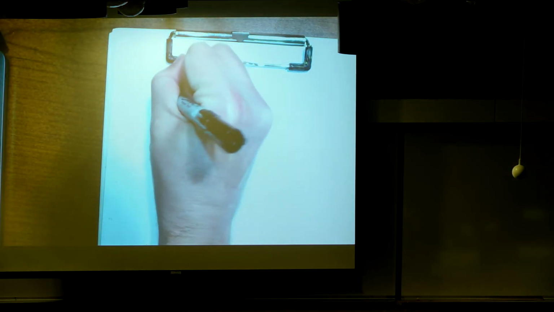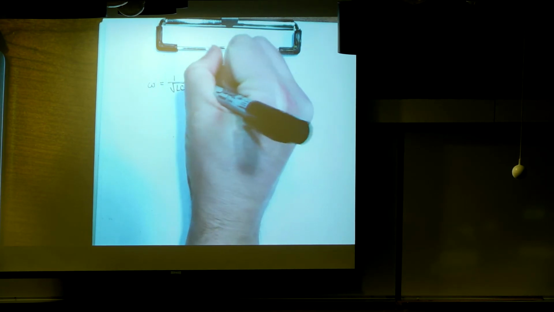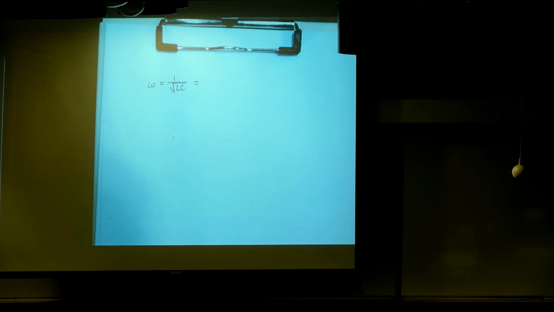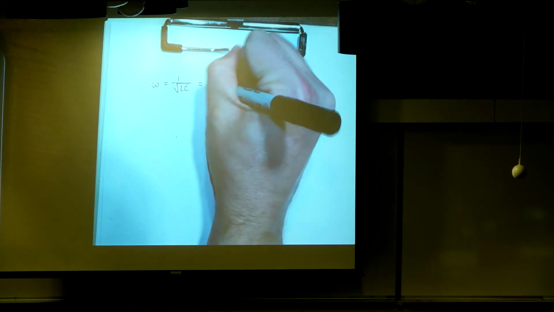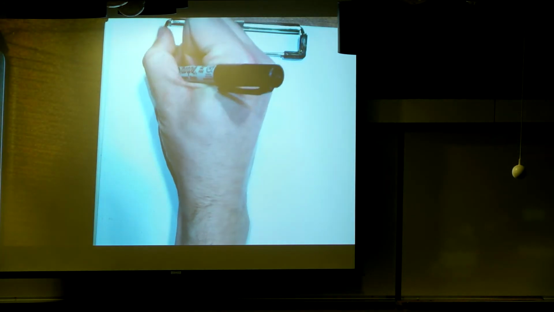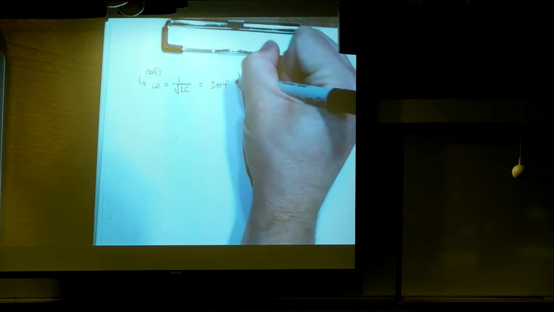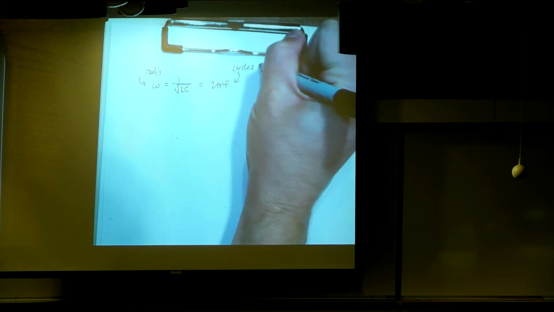All right, let's just go through the calculation real quick. So first of all, for an LC circuit, omega, which is the angular frequency in radians per second, is 1 over the square root of L times C. But I want to also point out that omega can be thought of as 2 pi times f. Okay, so omega in radians per second, let me just write that down, versus f in cycles per second, I have a relative factor of 2 pi. Okay?